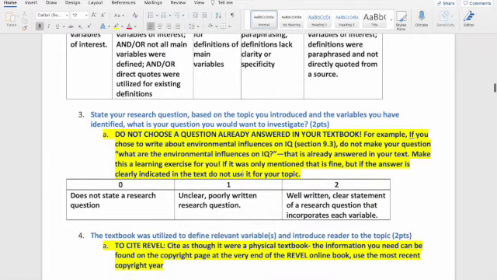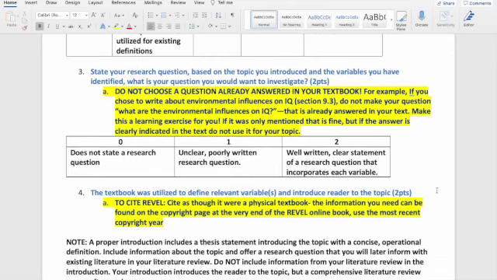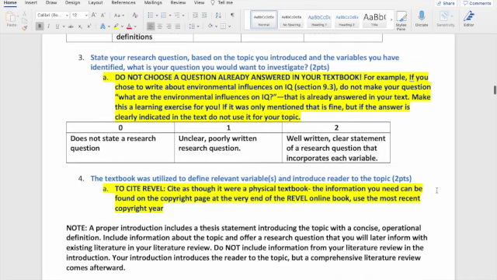Please do not choose a question that's already answered in the textbook. We want you to learn something new from this assignment and not simply just research something that's already explained in the book. The introduction paragraph must also cite the textbook, or in this case, Revel. When you're citing Revel, you can just cite it as if it were a regular textbook, using the author's last names and the year as the in-text citation.